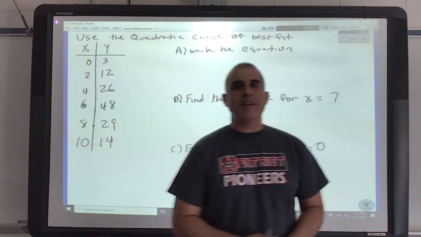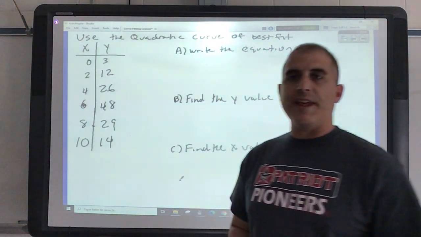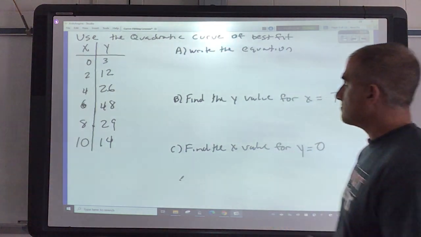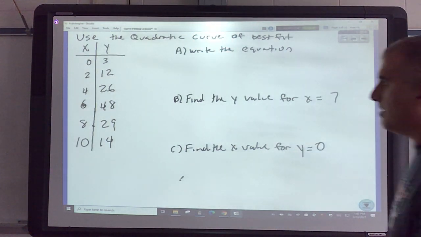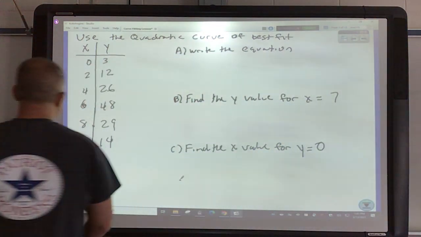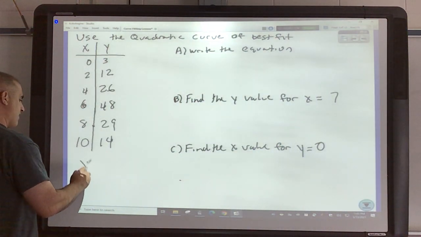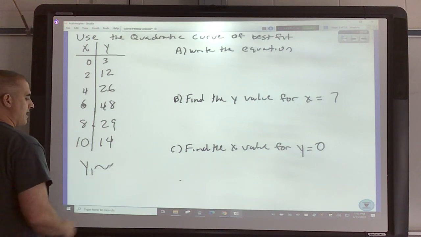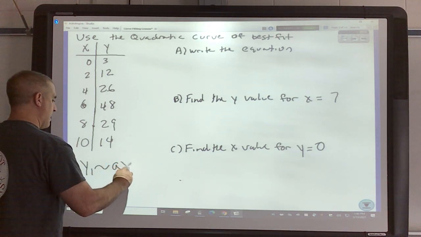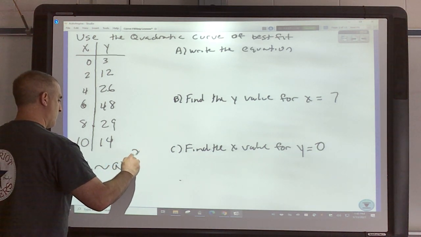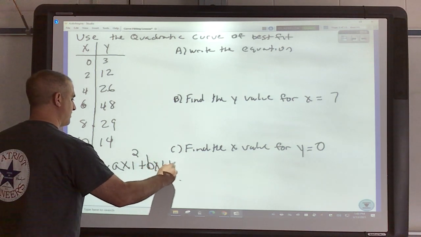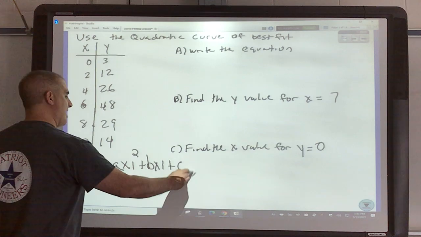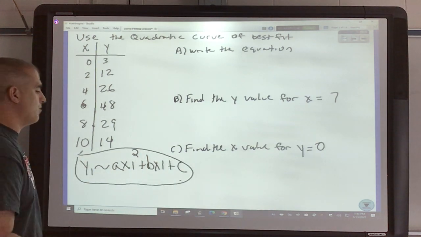Okay, this is going to be a video on curve fitting for Algebra 1. Using the quadratic curve of best fit, here is your data. As a reminder, the way you make the curve fitting equation is y ~ ax1 squared plus bx1 plus c. You want to have this down because it is going to help you.